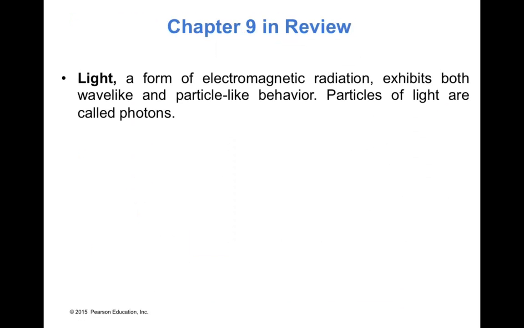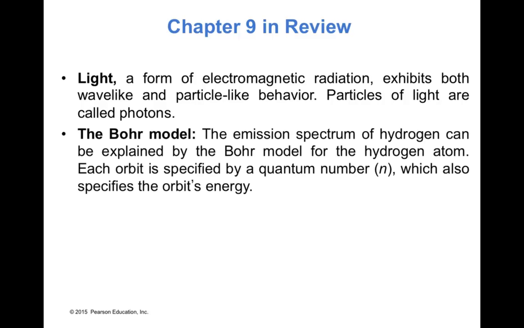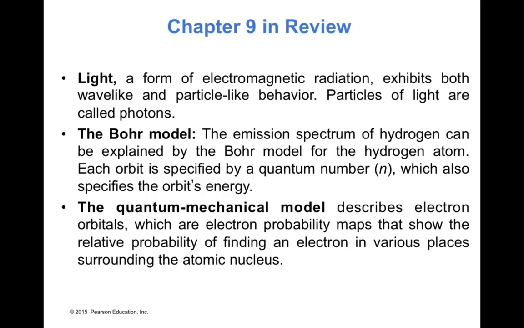Light is a form of electromagnetic radiation that exhibits both wave-like and particle-like behavior. Particles of light are called photons. The emission spectrum of hydrogen can be explained by using the Bohr model for the hydrogen atom. Each orbit is specified by a quantum number n, which also specifies the orbit's energy. The quantum mechanical model describes electron orbitals, which are electron probability maps that show the relative probability of finding an electron in various places surrounding the atomic nucleus.